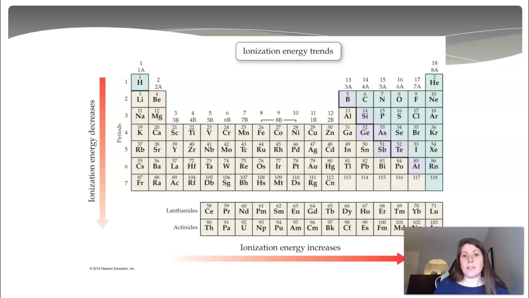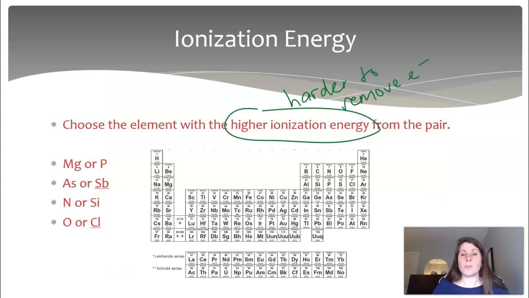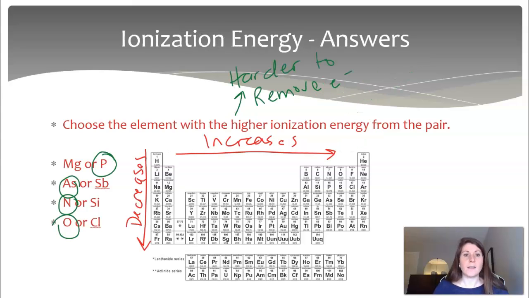Here's just another one. Ionization increases across the period and decreases down the periodic table. So why don't you go ahead and pause the video and practice. We'll choose the element that has the higher ionization energy, meaning that it's harder to remove the electron. So here are your answers. Ionization energy increases across the period and then decreases down the periodic table.